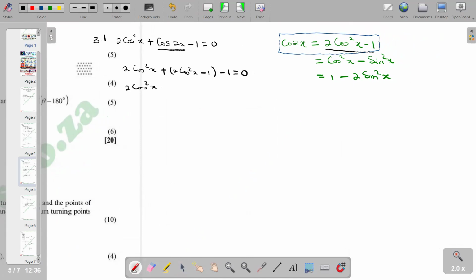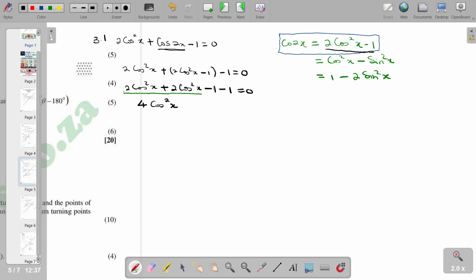So it's going to be plus 2 cos squared x minus 1 minus 1. Then if you are to check these first two terms, they are like terms. Don't forget to equate to 0. Those first two terms are like terms, so that one is going to simplify to 4 cos squared x.